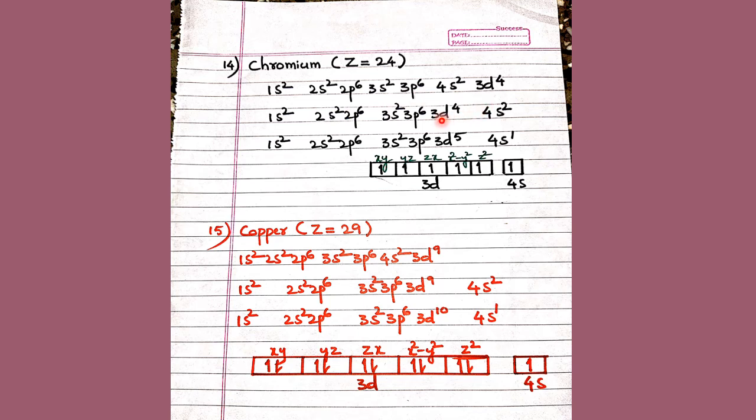Remember, the last topic of yesterday's discussion was that half filled and fully filled are stable because of what? Symmetry and exchange energy. So in the case of chromium, 3d is 4. So this 3d4 is close to 3d5. What is 3d5? 3d5 is half filled for the d orbital. What is the capacity of d? It is d10. d10's half is d5. So 3d4 is very close to 3d5. So chromium thinks, I am very close to 3d5. Why can't I become 3d5 so that I can become more stable than 3d4?